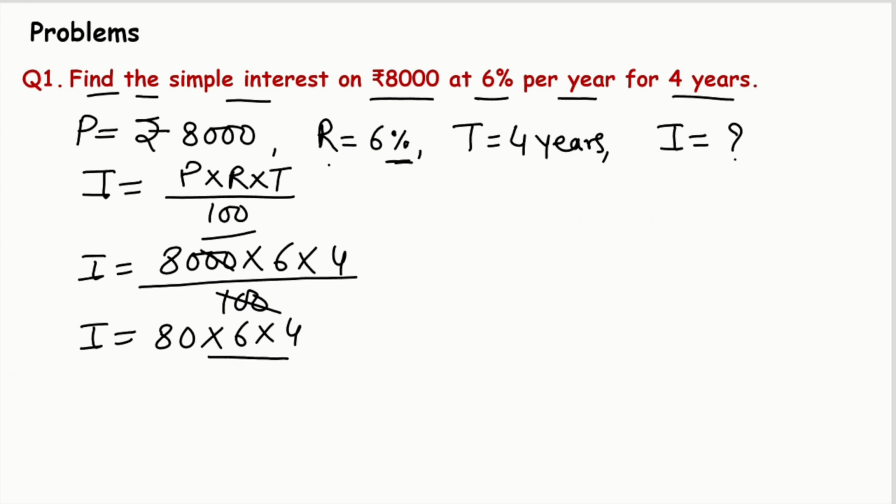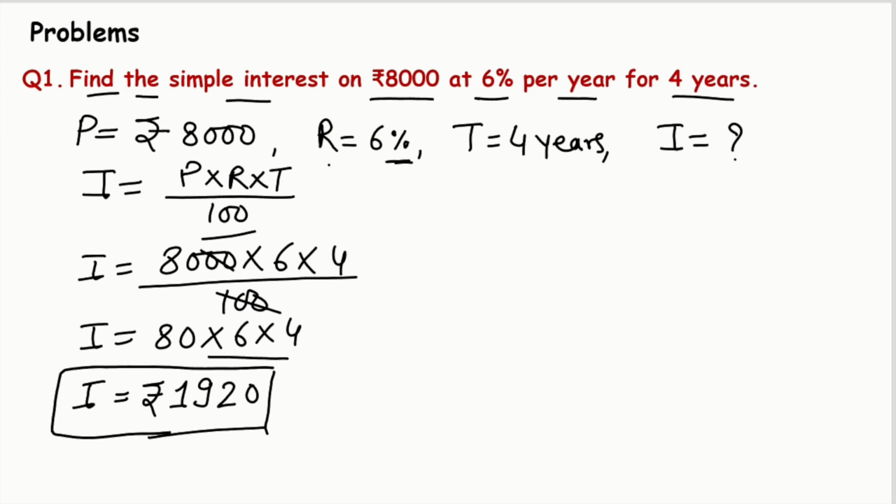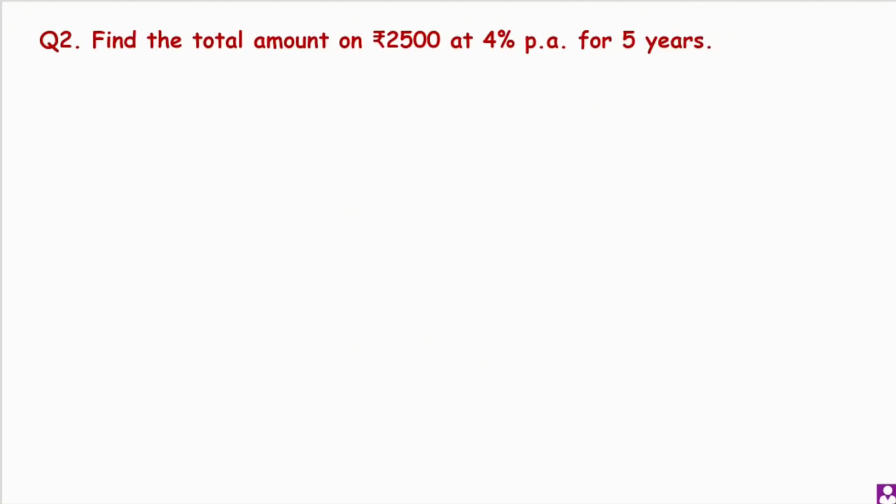After multiplying these three numbers, we will get 1,920 rupees. And this is known as interest, which is the extra amount which one has to pay after 4 years. So here I have taken the next problem. Find the total amount on rupees 2,500 at 4% per annum for 5 years.